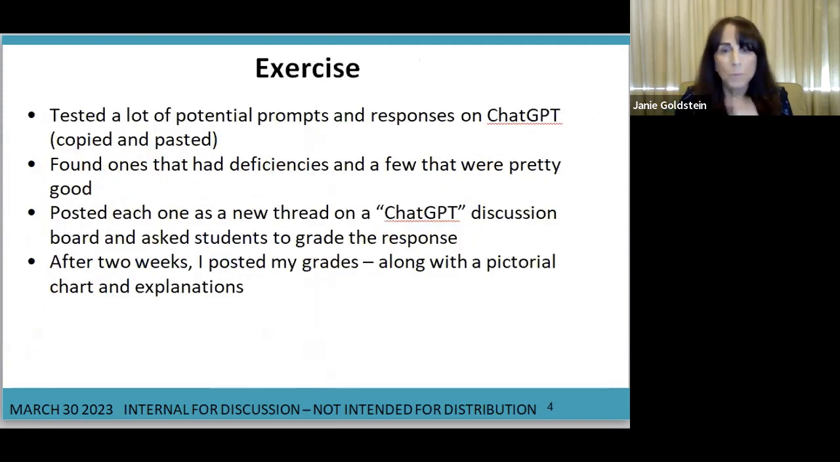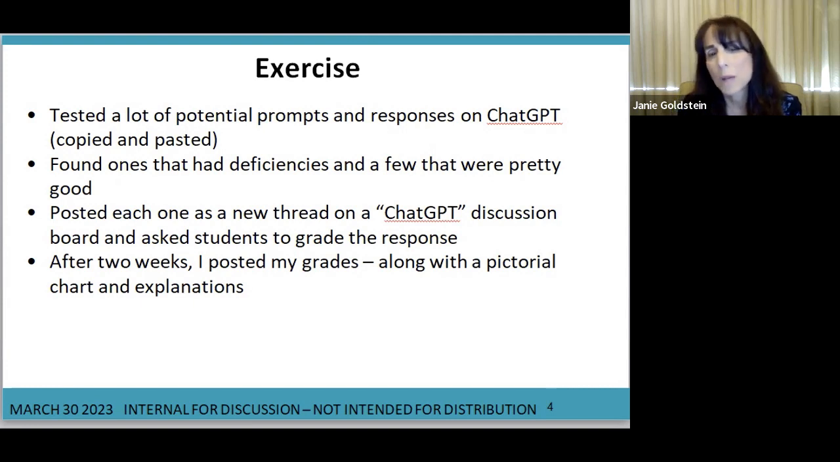So what did I do? I first had to test a lot of different potential prompts and responses on ChatGPT. So prompts are when you ask GPT, talk to me about this, or, explain something about this. I did a lot of different ones. There were a bunch that I didn't use. The ones that I liked, I copied and pasted onto a Word document.